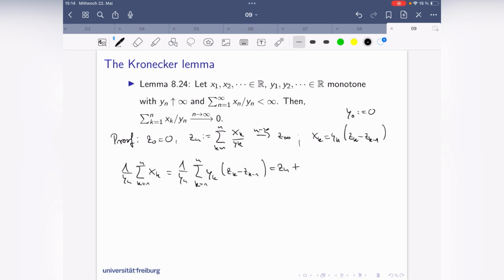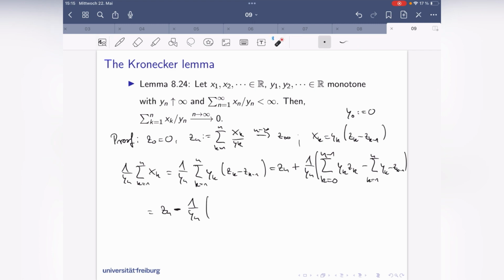Plus 1 over yn, sum k from 0 to n minus 1 of xk zk, minus sum k from 1 to n of yk minus zk minus 1. Okay, zn. Then let me switch signs around. Minus 1 over yn.